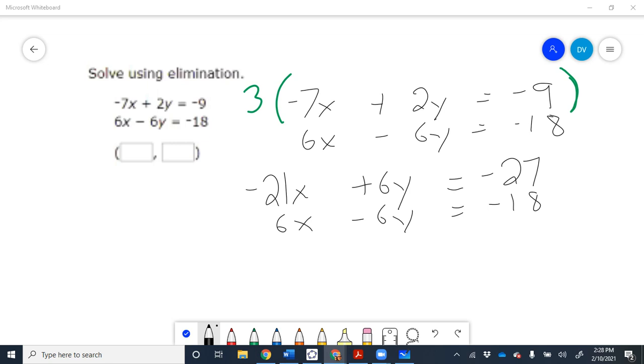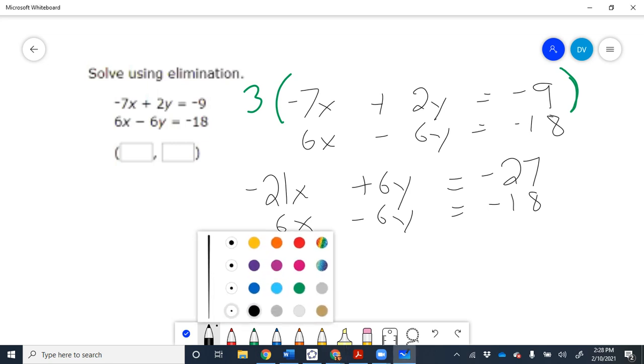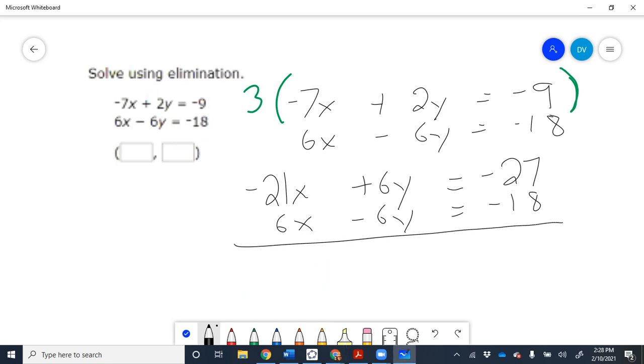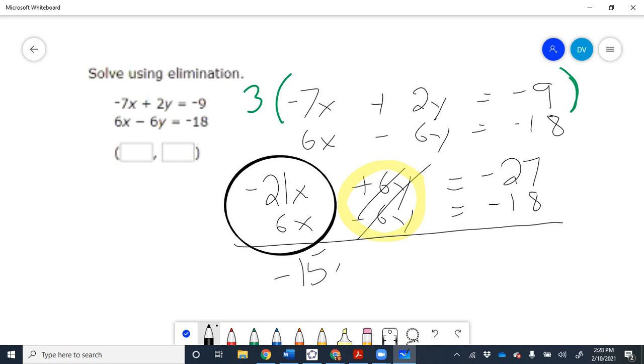Since we have a positive 6y and a negative 6y, if we add these two up, of course, that's going to equal 0. We don't really write 0, we just cross that off. We eliminate it, like you said. Everything else that we add: -21 and positive 6 is -15. Don't forget your x, -15x. Right? And if we add these two, don't we get -45?